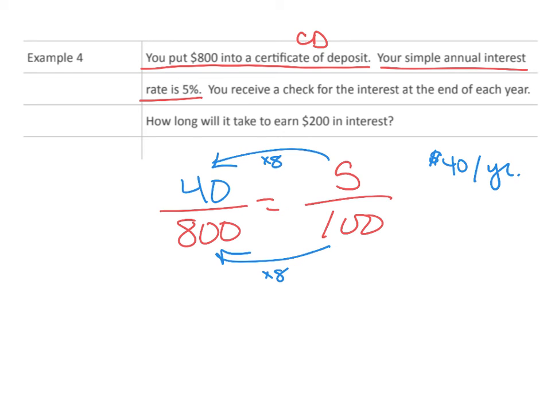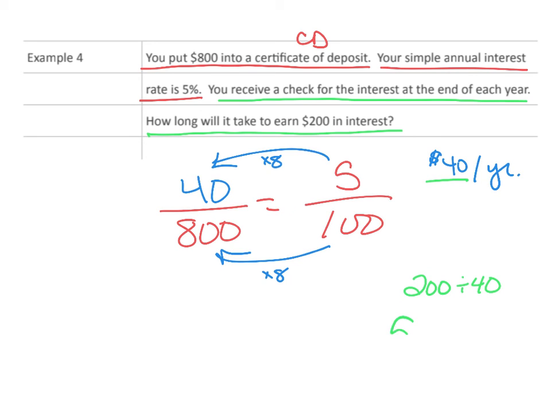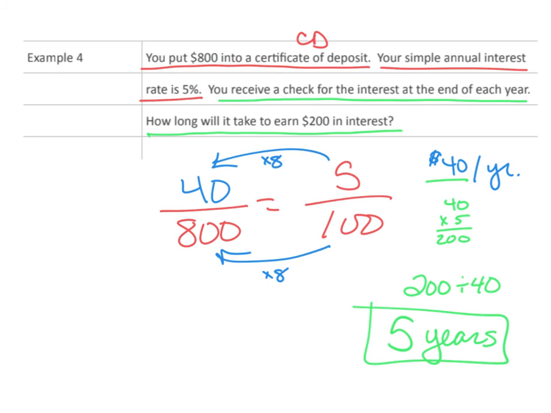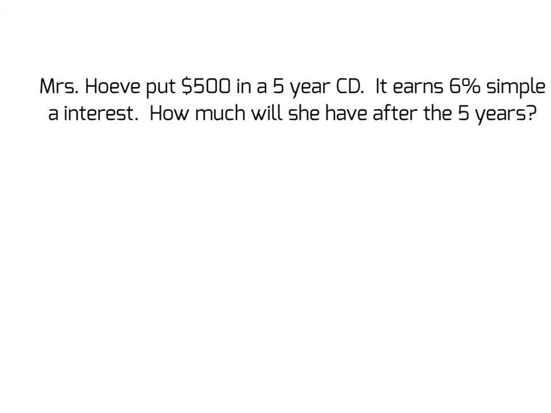But the question is, and here's where we're going to have to pay attention: you're going to receive a check for the interest at the end of each year. How long will it take you to earn $200 in interest? Well, if we get $40 a year, let's divide. 200 divided by 40. If I do that right, I get 5. So it's going to take 5 years to earn $200. So we need to even double check. 40 times 5 gives me 200. 5 years.